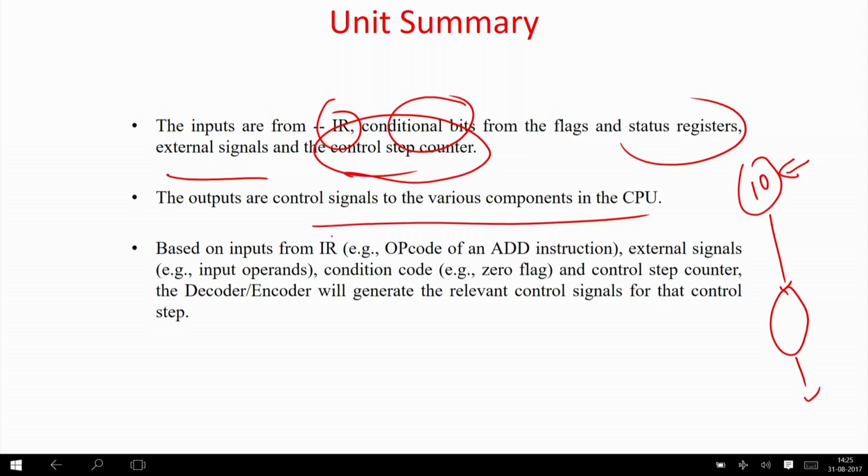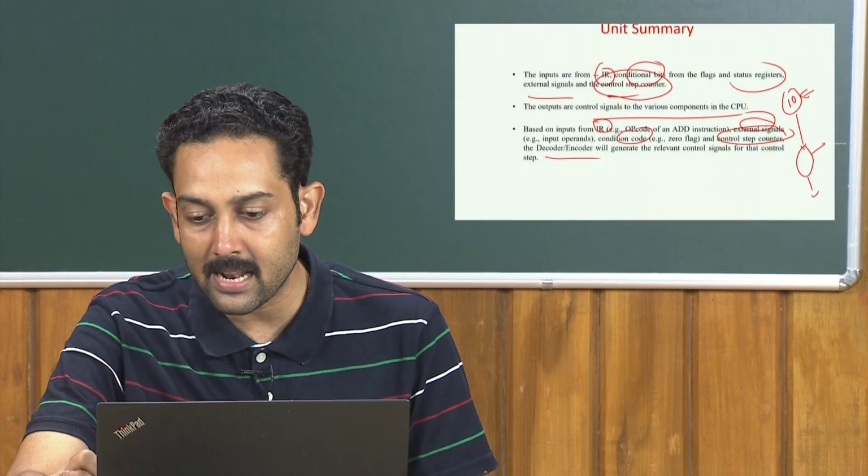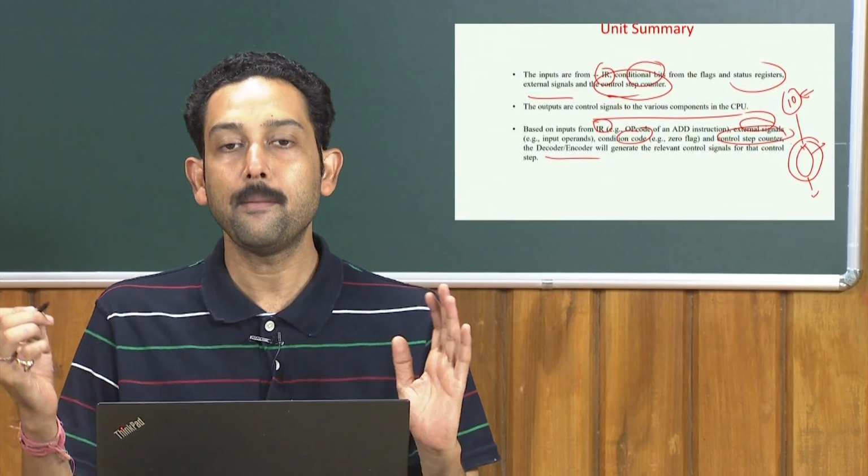So, based on your instruction register, external signals, condition code, that is your flag, and control step counter. Control step counter is nothing but the state in which you are in. The decoder or the encoder is going to generate the signal. For that, based on all the inputs, there will be a decoder and encoder combination, that is a combinational circuit, which will generate the relevant control signals at each of the finite state machine states.